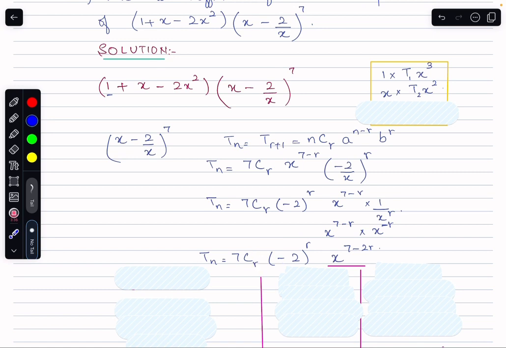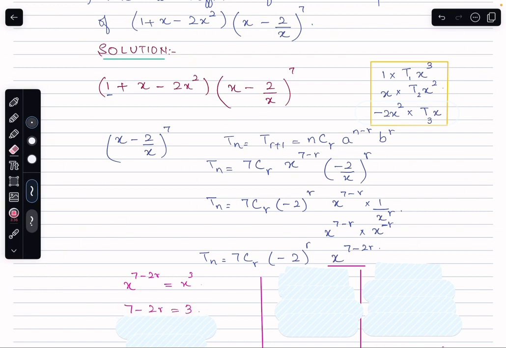Negative 2 to the power r, and solving for x, I should say it's 7 minus r giving me 7 minus 2r. Now let's start finding out the term for x cube. So for the term for x cube, this 7 minus 2r shall be equal to x cube here.